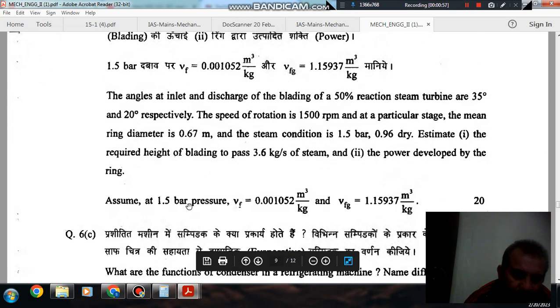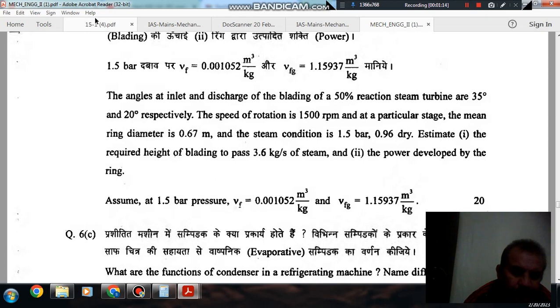Assume at 1.5 bar pressure, VF is equal to 0.001052 meter cube per kilogram and VFG is 1.15937 meter cube per kilogram.